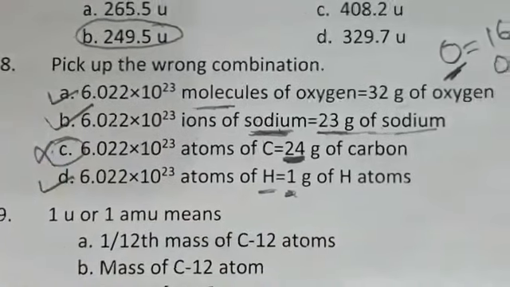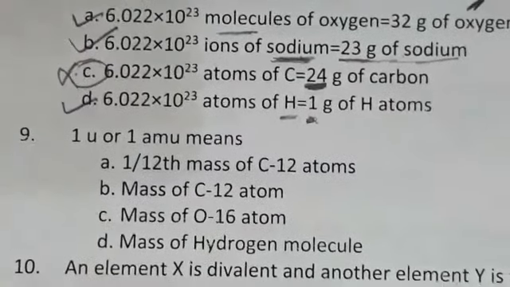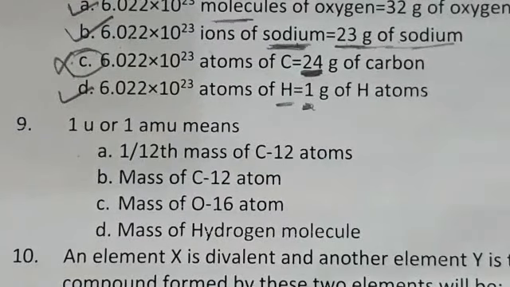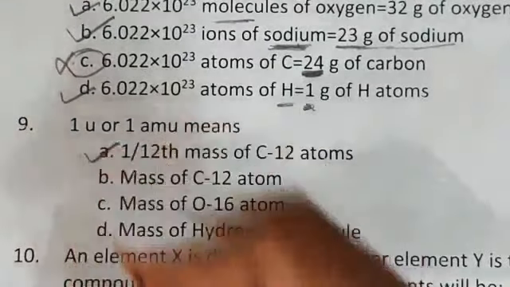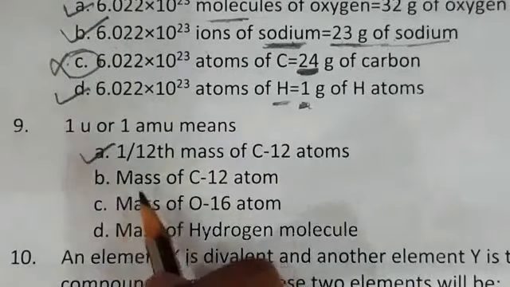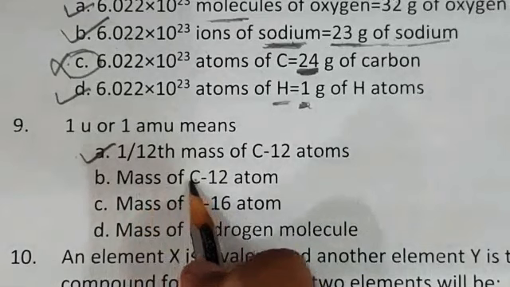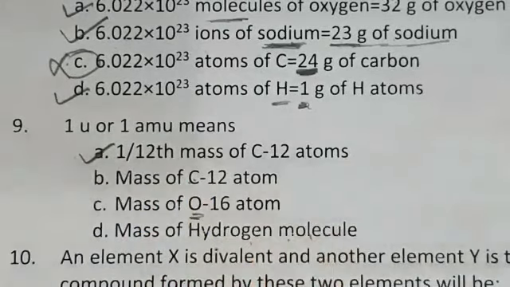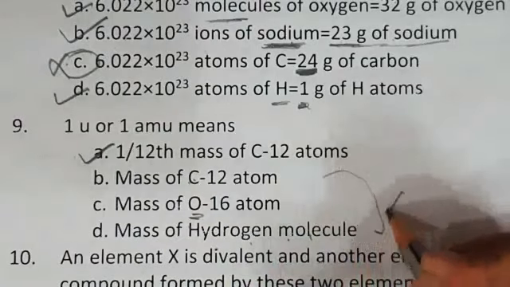Okay. Coming to 9th question. 1 U or 1 AMU means 1/12 the mass of carbon 12 atom. This A option is correct. B is wrong. 1/12 is not given. C, oxygen is given. This is wrong. Hydrogen molecule is given. This is also wrong. So all these three are wrong.